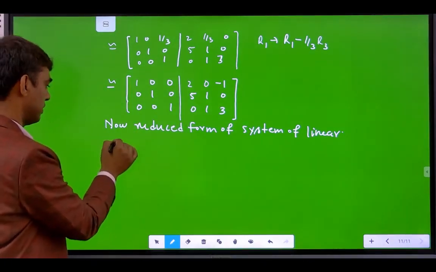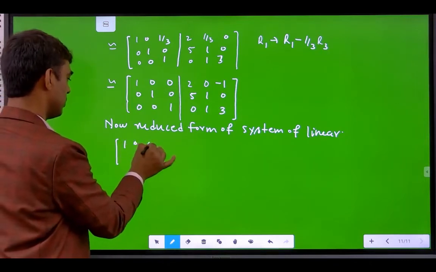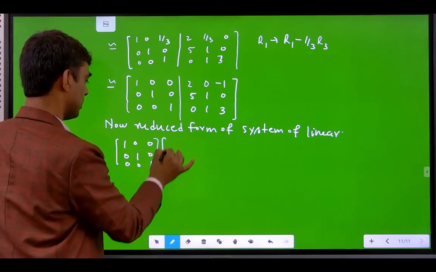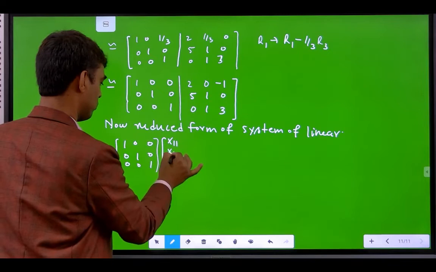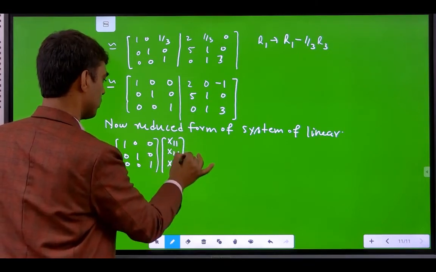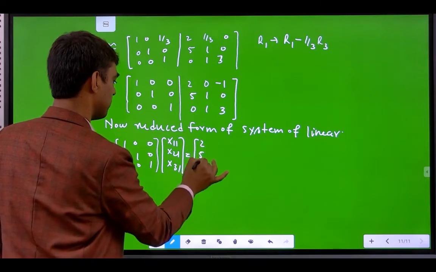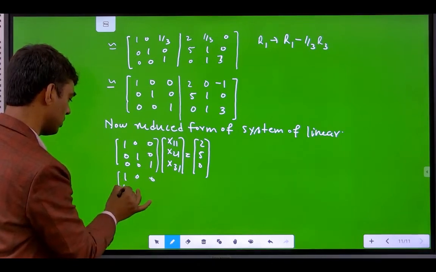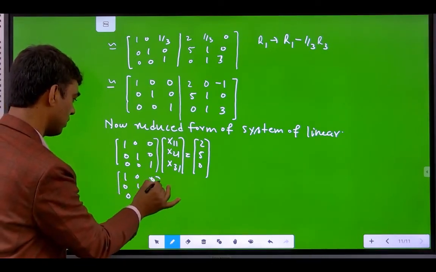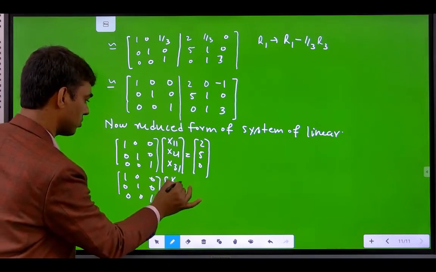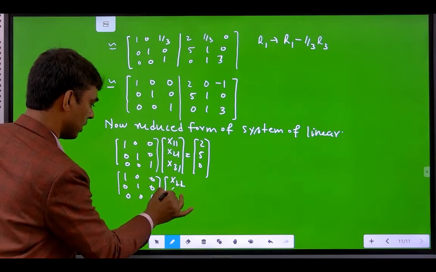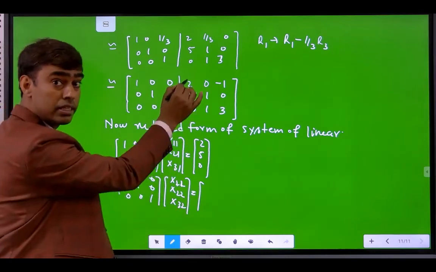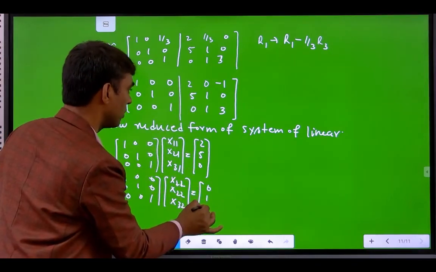First one is 1 0 0, 0 1 0, 0 0 1, and here we write x1 1, x2 1, x3 1. This one equals what? This one equals 2 5 0. The second system of equations is what? 1 0 0, 0 1 0, 0 0 1. Here we write the second one, x1 2, x2 2, x3 2, and this one equals what? This one equals the second column, 0 1 1.